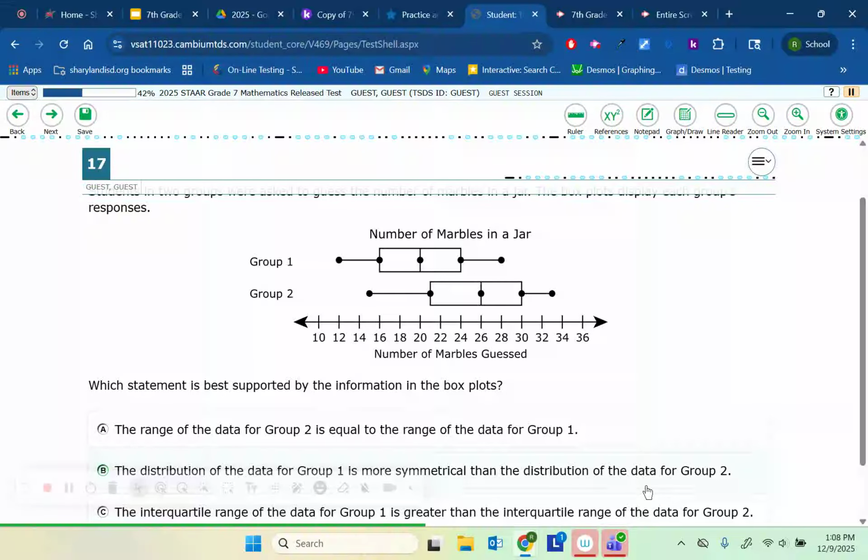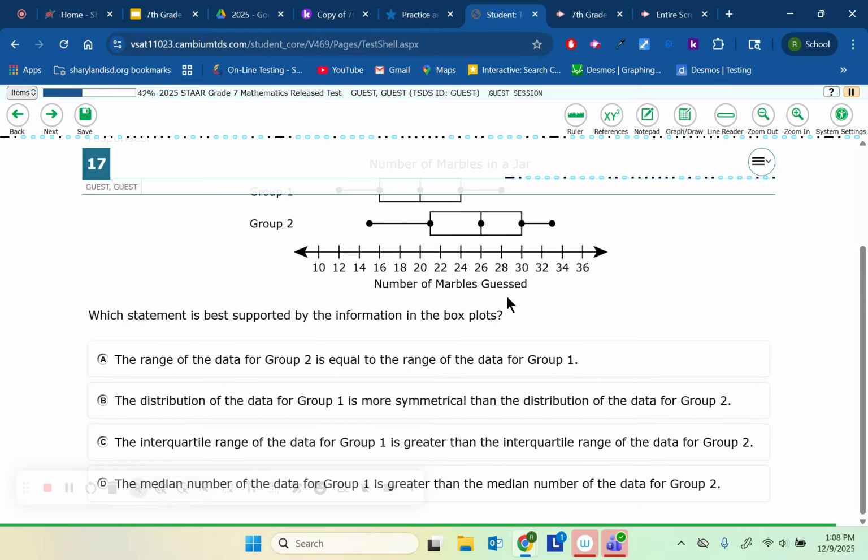Okay, so I'm looking at some box plots here, and it wants to know what statement is best supported by the information on the box plots. I can tell right now just by looking at group one, this one is evenly distributed right here, and this one is a little heavier on this side than this side. So let's see what kind of answers we get here.